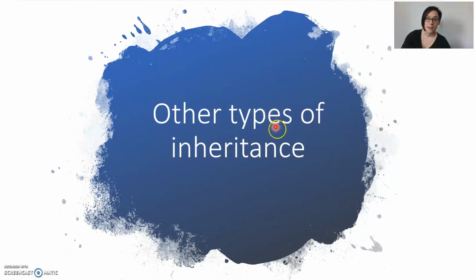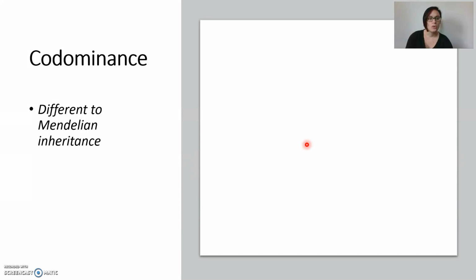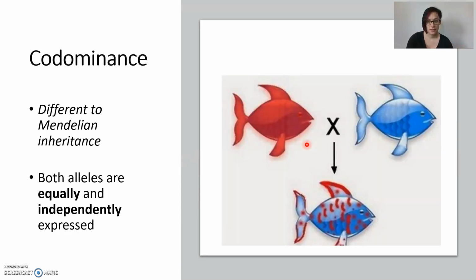All right, in this lesson, we're talking about other types of inheritance that aren't Mendelian. Starting with codominance, it is different to Mendelian inheritance, but has a few elements that are very similar. They have both alleles that are different variants of the same gene, but they're going to be expressed equally and independently of each other.